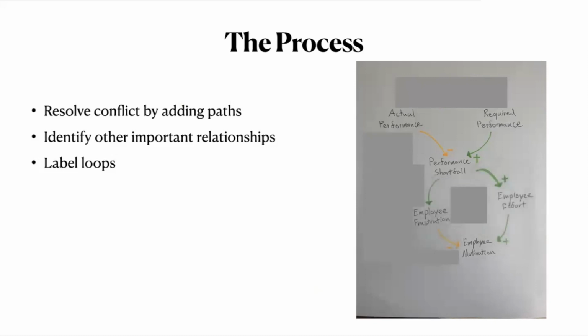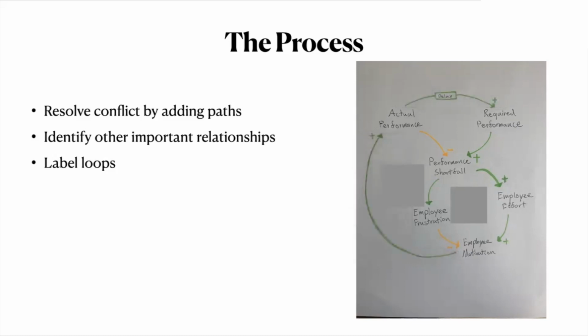So on the left side, we have the employee frustration, and then we have the employee effort on the right side. And then for me, the next step was to identify other important relationships. So I find that employee motivation would positively impact actual performance. So I drew that. And also, I found that actual performance would, with a delay, increase required performance.